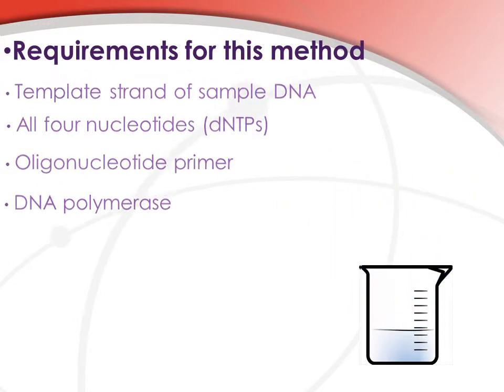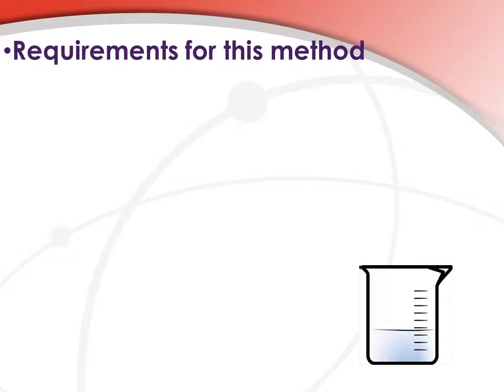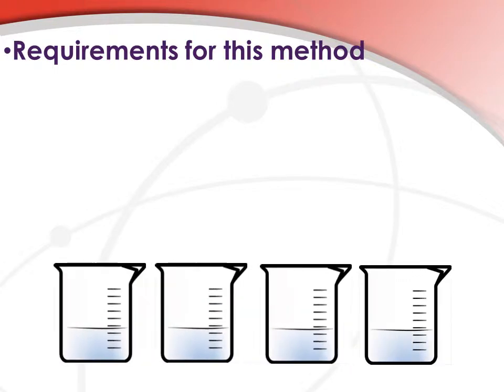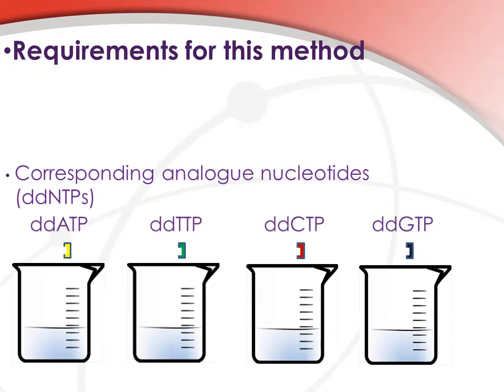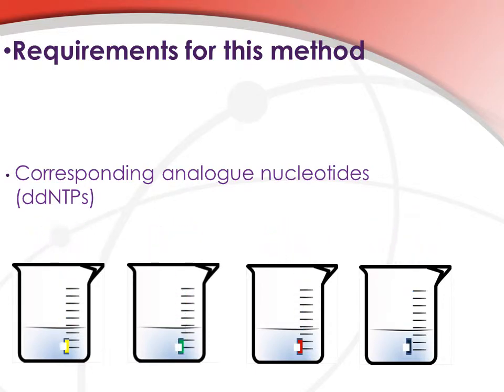Once all of these ingredients are mixed together, they're separated into 4 different containers. And into each of these containers, one specific nucleotide analog is added. And these will selectively incorporate themselves into the DNA fragment in place of their nucleotide counterparts.